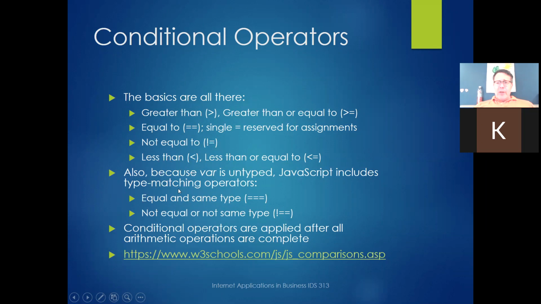Now, because var is inherently untyped, JavaScript also has an interesting twist. It includes type matching operators. So if you have a triple equal sign, that means equal and the same type. So even though var is a single type, it encompasses all the different types, right? Your browser is still going to know that this floating point number is not the same thing as an integer, is not the same thing as a string, right? So if you want to check if they're all equal in the same type, you use that triple equals. If you want not equal or not the same type, then it would be exclam equals equals. We'll talk a bit about that in a second, but here I want to just fire up this conditional thing.